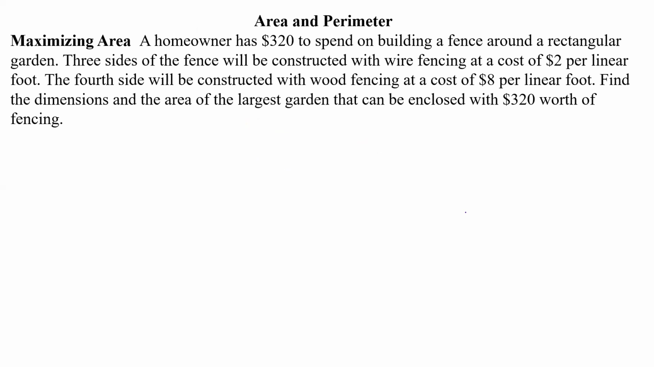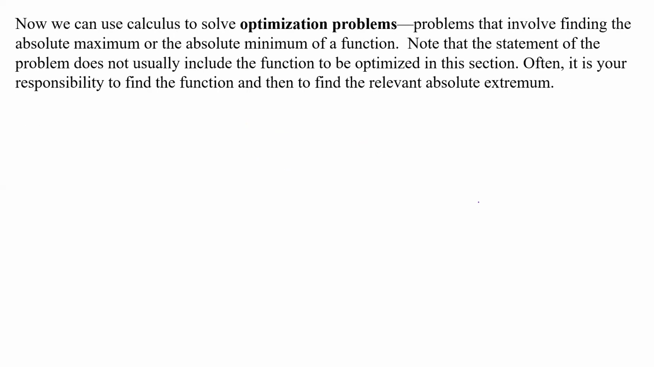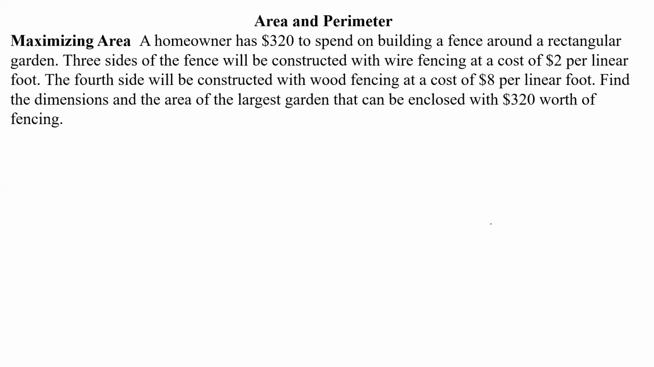Now note that the statement of the problem does not usually include the function to be optimized in this section. So often it's going to be your responsibility to find the function and then to find the relevant absolute extremum. Okay, so that's going to be the key. They don't always give us what we need to do here. And that happens here in the first case where we're maximizing areas.